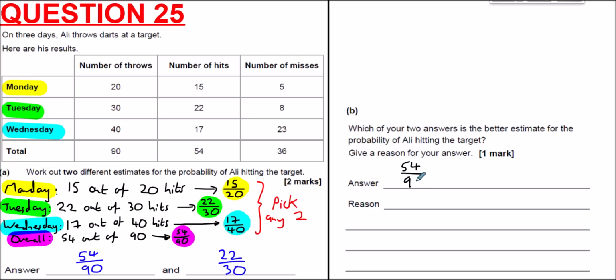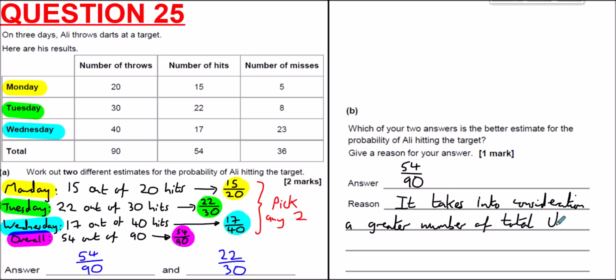And the brief reason is it takes into consideration a greater number of total throws than the other estimate.